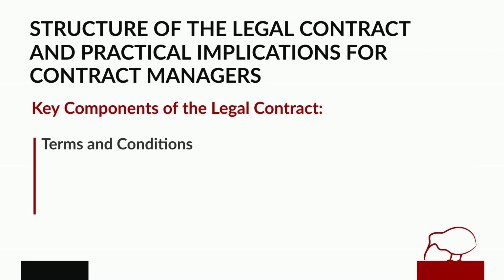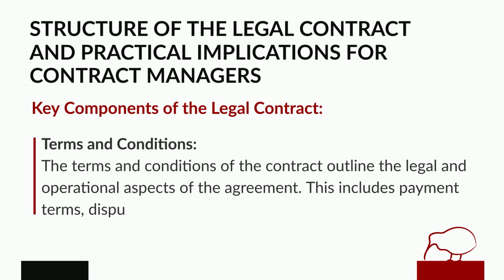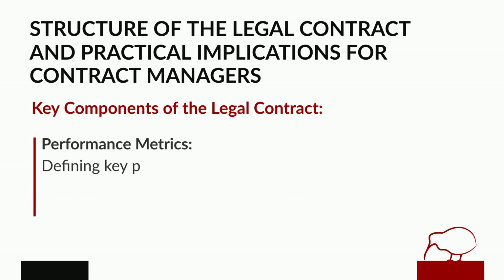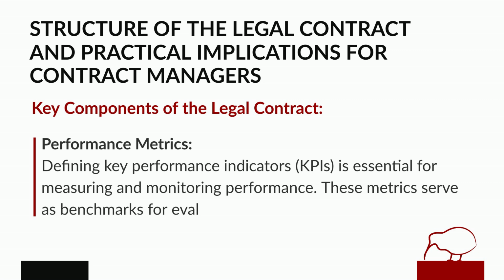Terms and conditions. The terms and conditions of the contract outline the legal and operational aspects of the agreement. This includes payment terms, dispute resolution mechanisms, and any other obligations. Performance metrics. Defining key performance indicators, KPIs, is essential for measuring and monitoring performance. These metrics serve as benchmarks for evaluating the success of the contract.